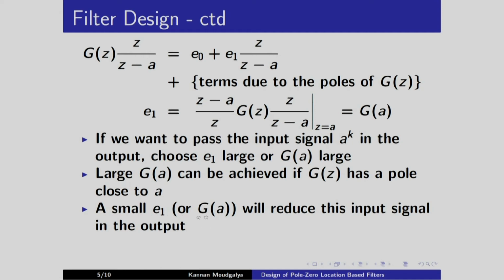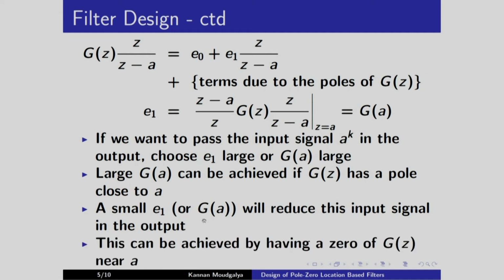How do we make G(a) small? It can be done by having a zero of G(z) near a. So from this we summarize that if I want to pass this input through, I need to have a pole at z equals a. If I want to reject it, I need to have the zero at a.